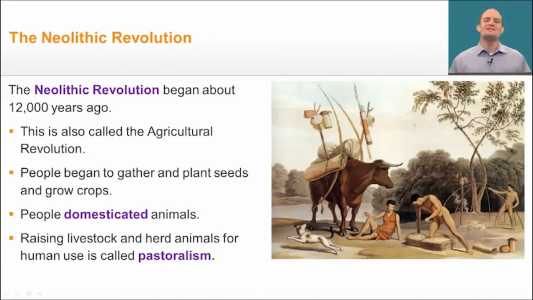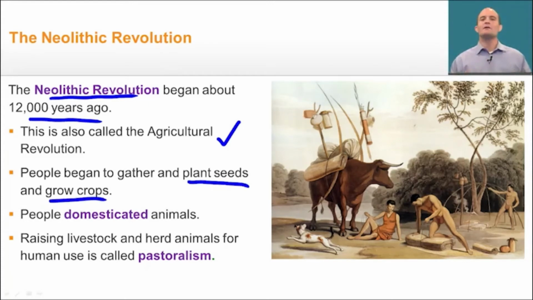A huge change in human history occurred around 12,000 years ago, and that change was called the Neolithic Revolution. And it's also called the Agricultural Revolution, because during this time period, people began to gather and plant seeds and grow crops. That was a huge change from during the Paleolithic period, where people would migrate around the world in search for roots or for berries or things that they could gather. Now, they began to take those seeds, put them in the ground, and they began to grow their own crops. No more did they have to go out and search for them.